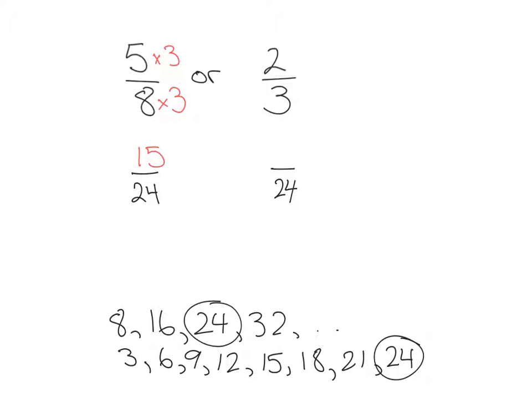Let's go to the other side. 3 times what gives me 24? Well, 8 times 3 is 24, so 3 times 8 gives us 24. To keep it equivalent, we multiply the top by 8 as well. 2 times 8 is 16. Hey, these are really close. If they have the same size pieces, in this case both pies are cut up into 24 pieces, I want the one with 16. So our greater than symbol is going to open up towards the 16.